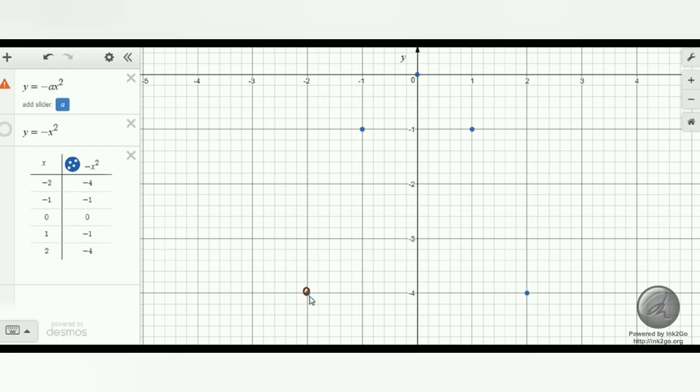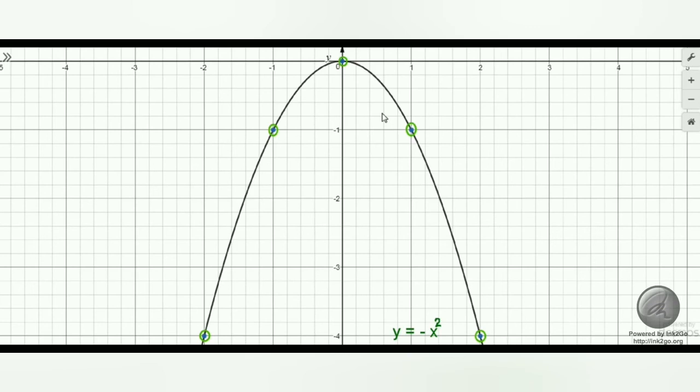Now let's mark the points on the graph. Negative 2, negative 4, negative 1, negative 1, 0, 0, 1, negative 1 and 2, negative 4. This is the graph of the function y equals negative x squared. The graph is a parabola. The axis of symmetry is the y-axis and the equation of the axis of symmetry is x equals 0.